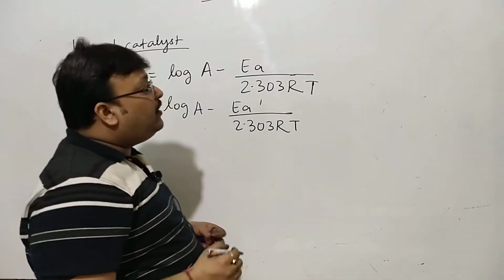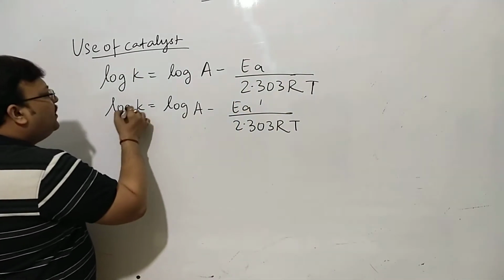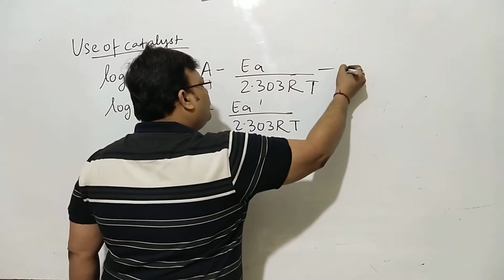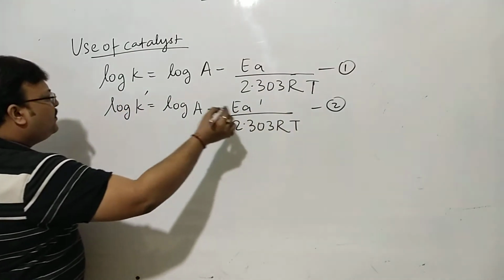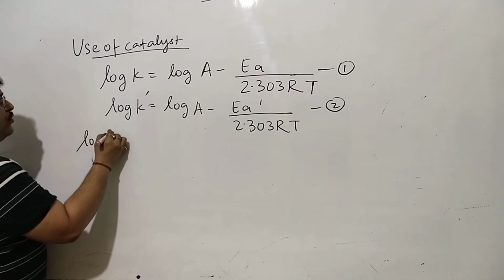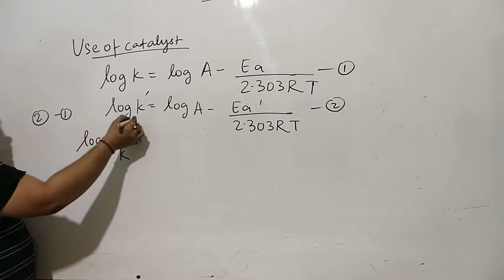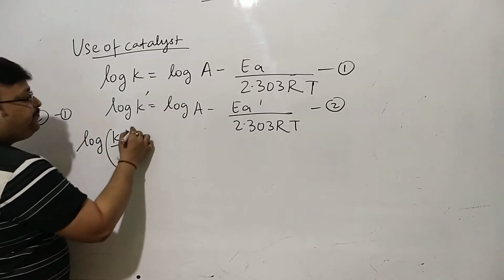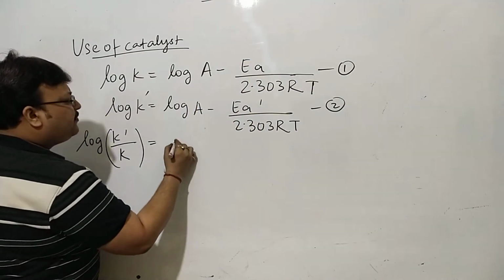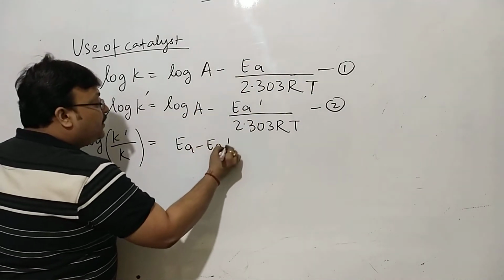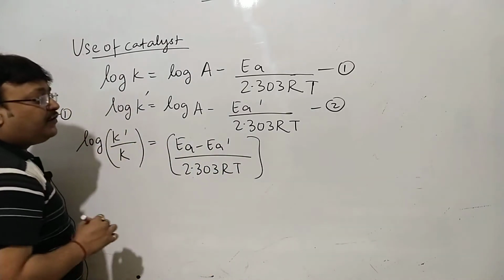So when it changes the mechanism, it changes the activation energy. At the same temperature, if EA becomes EA prime, K becomes K prime. Yet again, equation 2 minus 1. Log A minus log B is log A by B. Log A will get cancelled. And this time, 2 minus 1 will mean this will be positive, this will be negative: EA minus EA prime over 2.303 RT.